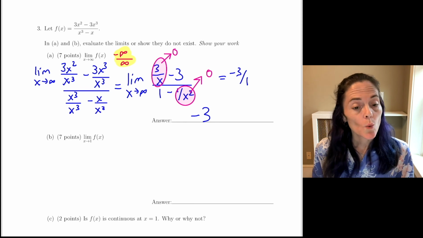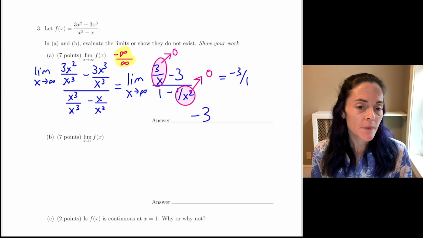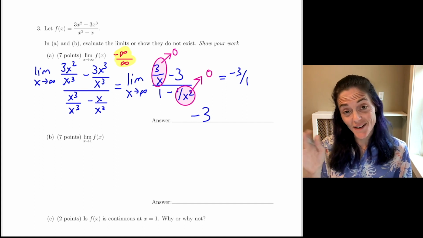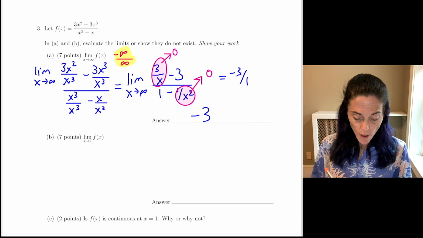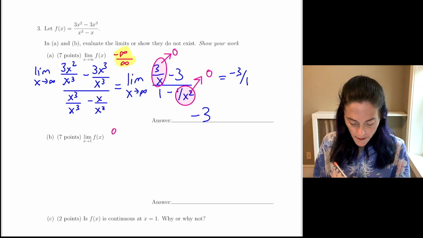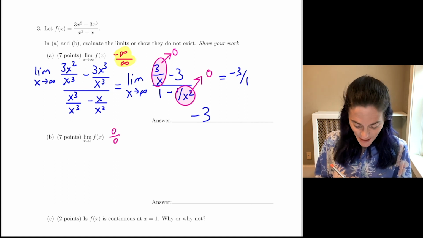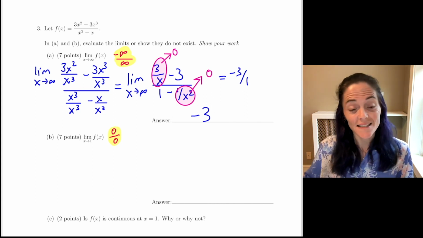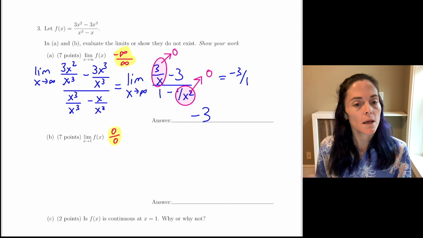Now, what happens at x equals 1 if we try to evaluate? You notice we get 3 minus 3 over 1 minus 1. So trying to evaluate, we get 0 over 0. And this also is indeterminate. It does not mean the limit exists. It does not mean the limit does not exist. It means we need to do something.